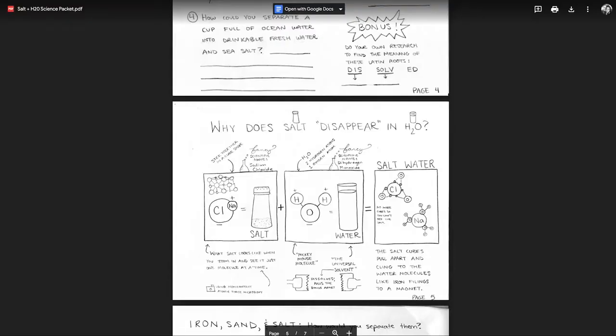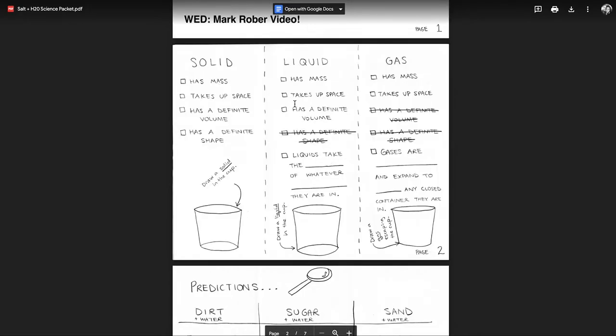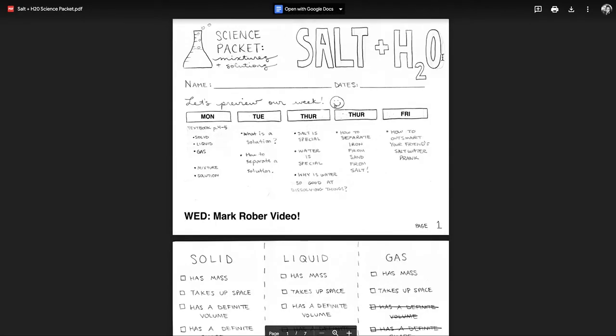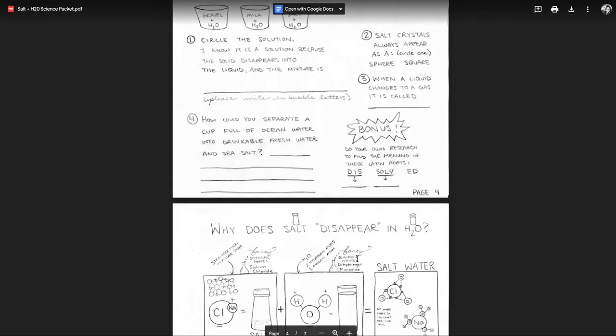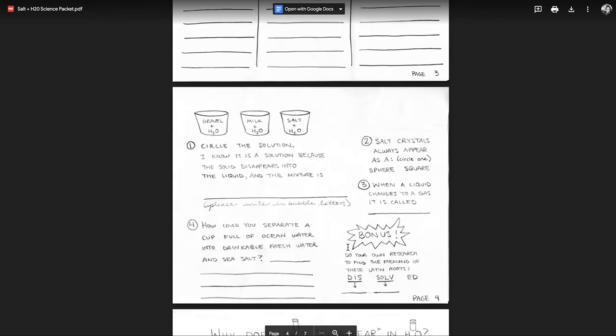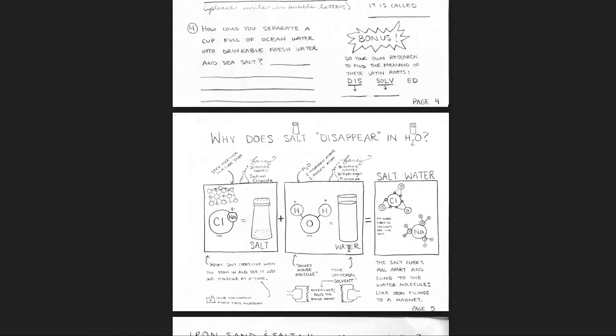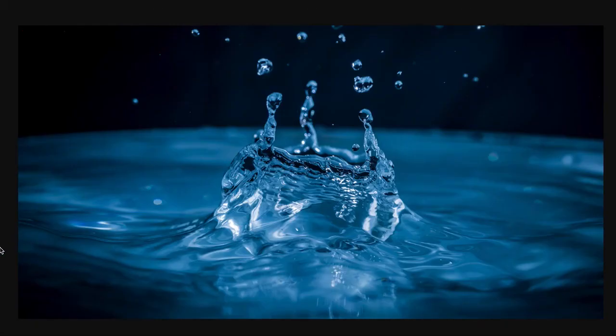For part 2, I want you to have out your salt and water packet. This is the top part of it, salt plus H2O. Oh, we just learned about that. H2O means water. And then we're going to be doing pages 4 and 5 together, but we'll do that in part 2, so you have a little bit of a break, get a snack, play with a sibling, and I'll see you in just a bit.